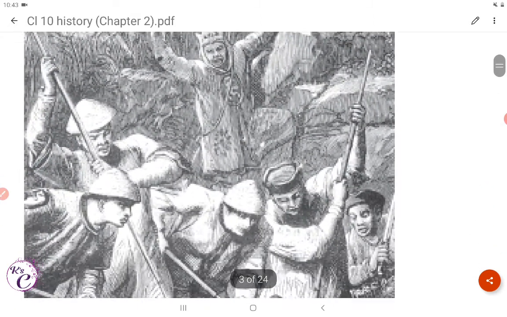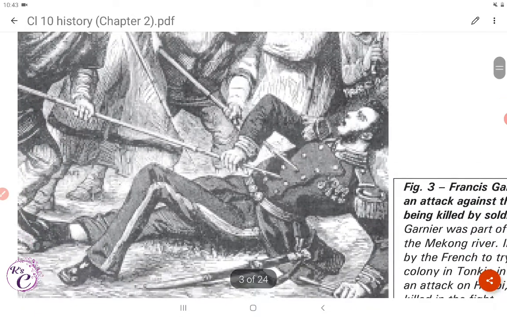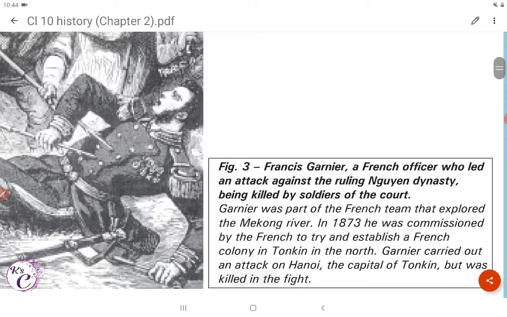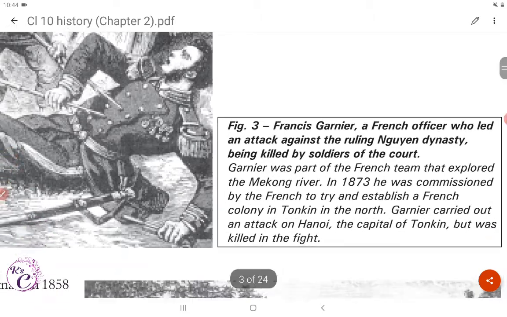Here's a figure. Figure 3. Francis Garnier, a French officer who led an attack against the ruling Nguyen dynasty, being killed by soldiers of the court. Garnier was part of the French team that explored the Mekong River in 1873. He was commissioned by the French to try and establish a French colony in Tonkin in the north. Garnier carried out an attack on Hanoi, the capital of Tonkin, but was killed in the fight.